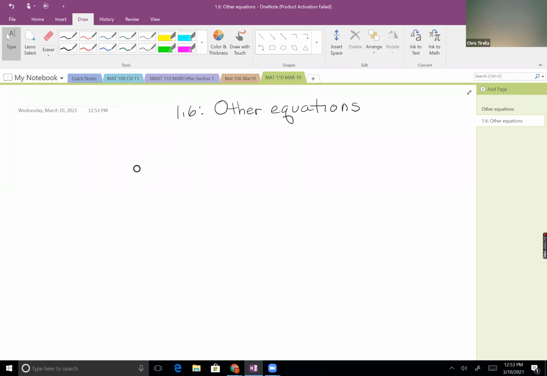The first type of other equation, I think we're going to look at two. There's 4 types of equations in this section. I'd like to look at 2 today and 2 on Friday. The first type that we're going to look at are polynomials. So polynomial equations with a degree higher than 2.